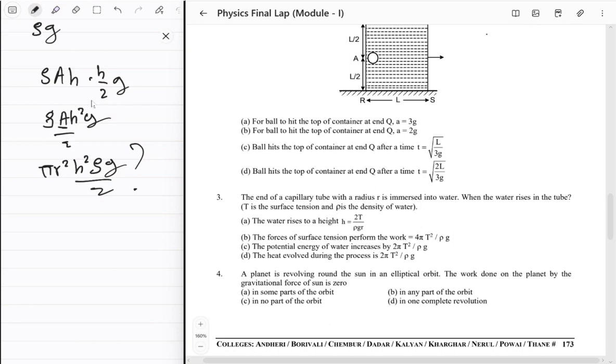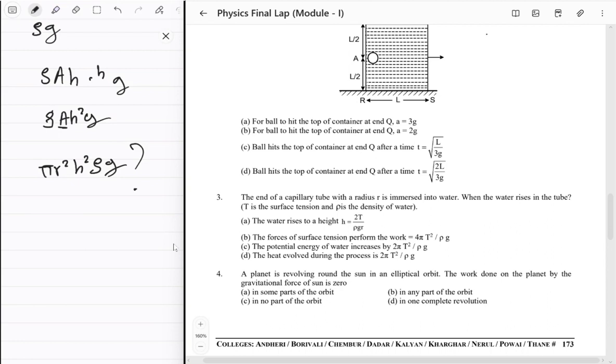h upon 2 से ऊपर गया ना? What else? नहीं रे, h से ऊपर गया, not h upon 2. Oh, that's how it's supposed to be, huh? Okay, so ये चीज, is that correct or not? That's the gravitational potential energy जो increase हुई, of course.